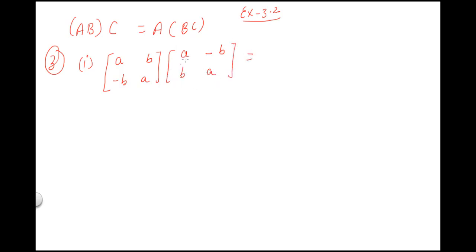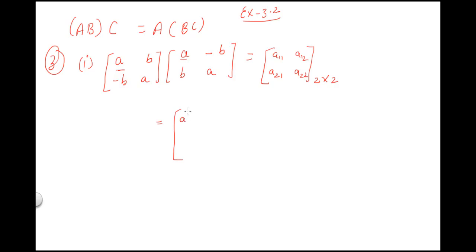So what was the rule? See, what is the order of this? 2 cross 2. What is the order of the second matrix? 2 cross 2. So the resultant matrix will also be 2 cross 2. And it will have the elements as A11, A12, A21, that is second row, first column, and A22, second row, second column element. Clear? So just pay attention now. A11 means first row, first column.